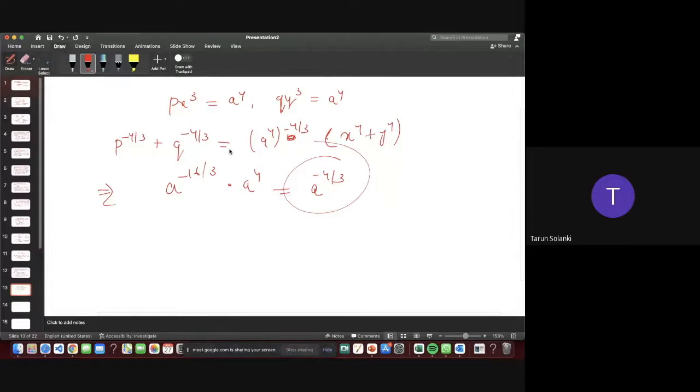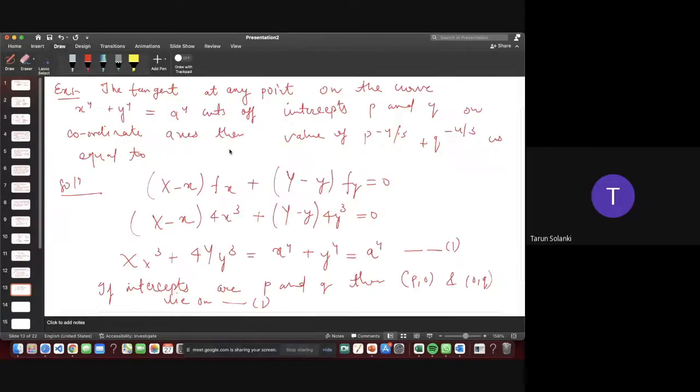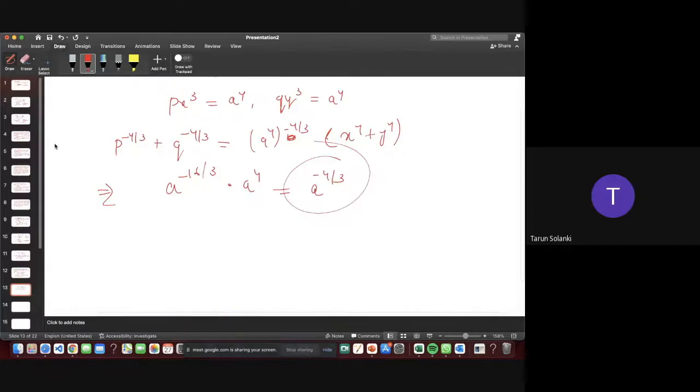Similarly, x⁴ plus y⁴. So finally, what we will get? a to the power minus 16 by 3 into a to the power 4. Solving this, you will get a to the power minus 4 by 3. So this is a little bit of a tough question, means it approaches the advanced pattern as well. But you should solve a few questions of this type also.